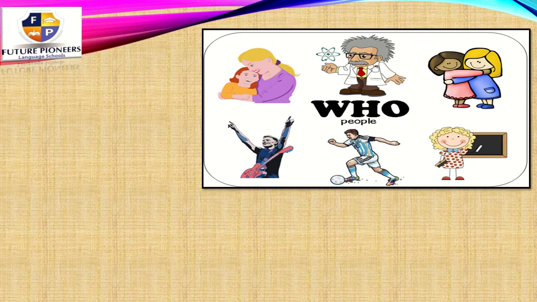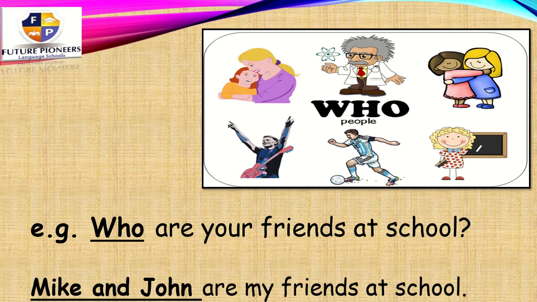Who? We always use the word who to ask about people. Or, do you remember? I always use who to ask about the subject. Who are your friends at school? I can say Mike and John are my friends at school. So here I'm asking about Mike and John, they are the subject. Do you remember? So who always asks about the subject, even if the subject is more than one person.